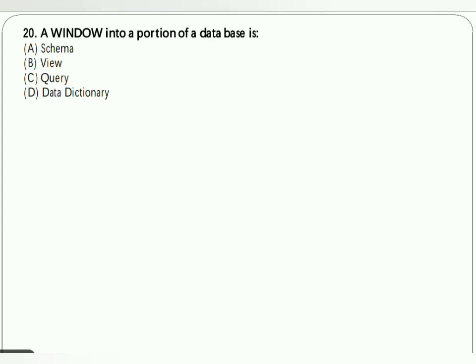A window into a portion of a database is a view. So a portion of the database is viewed as a view here. A database view is a subset of the database sorted and displayed in a particular way. A view is a logical portion of a database which is read by some users. A window into a portion of a database is a view.